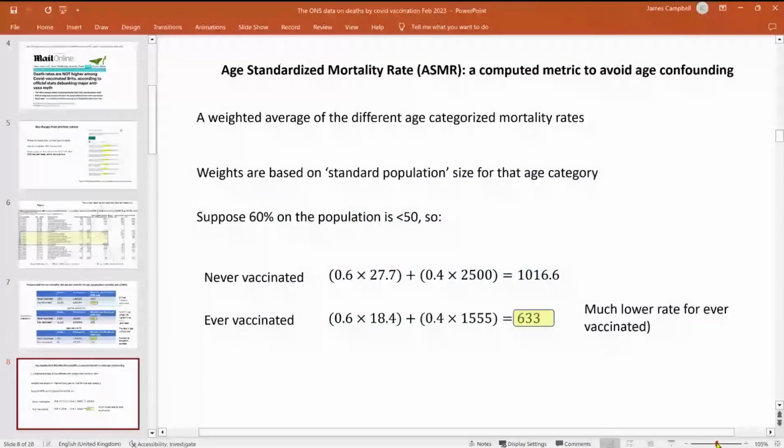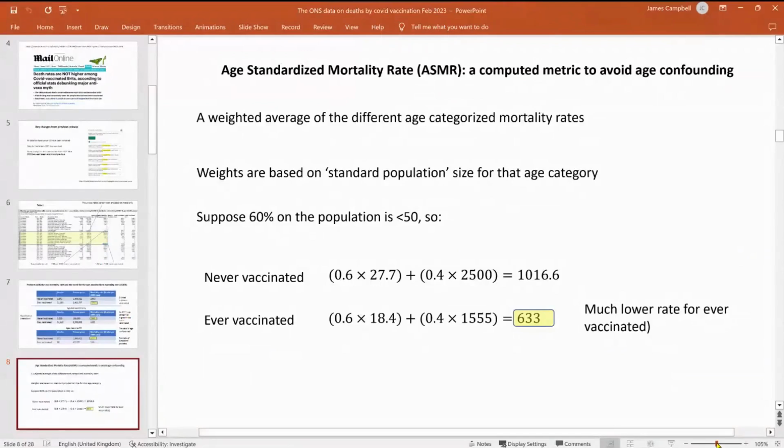So let's just suppose that according to that weighting, 60% of the population is less than 50, and therefore 40% is over 50. Then the way you work it out is, for the never vaccinated, you're simply applying that proportion, 0.6, to the never vaccinated who are under 50, and then you're applying the 0.4, the 40% proportion, to those over 50, multiplying it by the number of deaths. So the age standardized mortality rate for the never vaccinated would be 1016.6, and for the ever vaccinated it would be 633. So it's actually now much lower, whereas of course the raw rate was much higher.